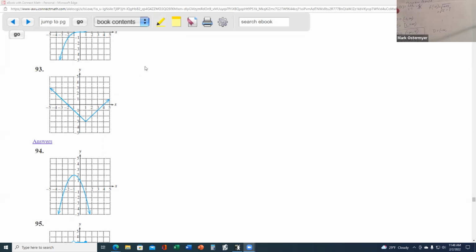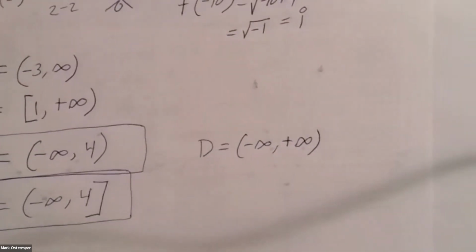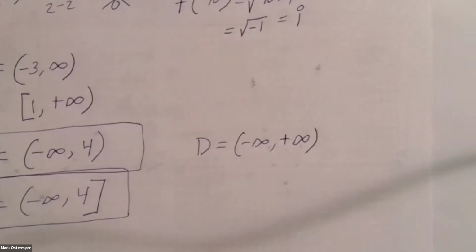Well, this right branch goes up and to the right forever. So up to positive infinity we go. So the domain would be all real numbers. The domain would be from negative to positive infinity. That would be the domain. All real numbers, the entire real number line.